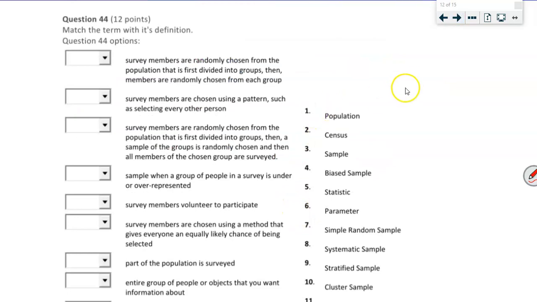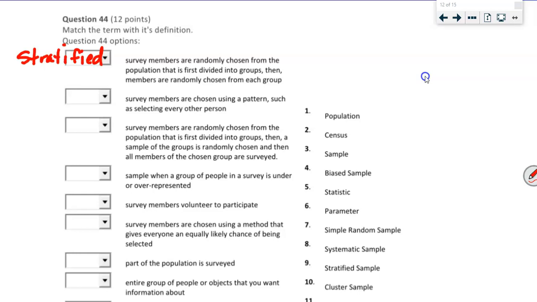So on this one, it says match the term with this definition. So I'm just going to write the terms up here. It says survey members are randomly chosen from the population that is first divided into groups, then members are randomly chosen from each group. So they're divided into groups, and then members are chosen randomly from each group. So this is going to be stratified, y'all.